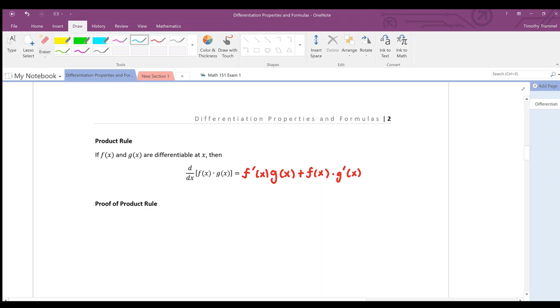Now, to see why this is true, we are going to have to maybe prove this. Let's start off with that derivative of f times g. If we were to use our limit definition, we have the limit as h approaches 0 of f of x plus h times g of x plus h minus f of x times g of x, and then all over h.